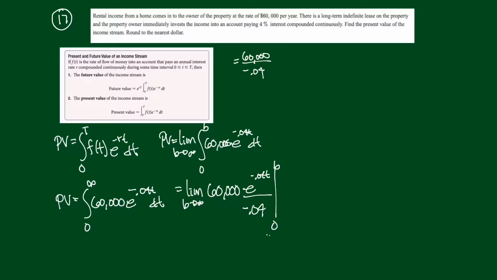We could go ahead and divide if you like, but then I'm going to get the limit as b goes to infinity of e to the negative 0.04t from 0 to b. Now I'm going to go ahead and divide. 60,000 divided by negative 0.04 is negative 1.5 million. And then we're going to have the limit as b goes to infinity of e to the negative 0.04t from 0 to b.